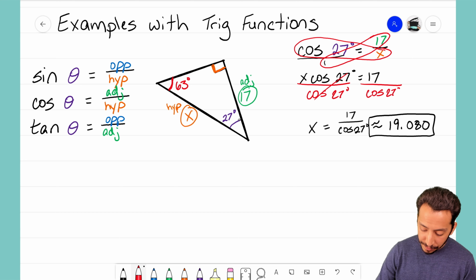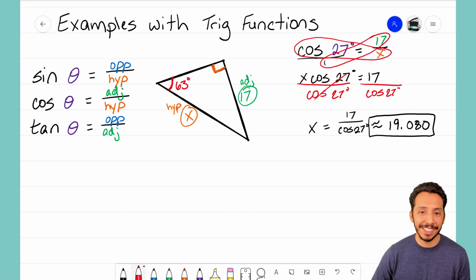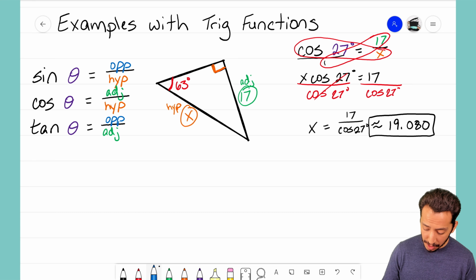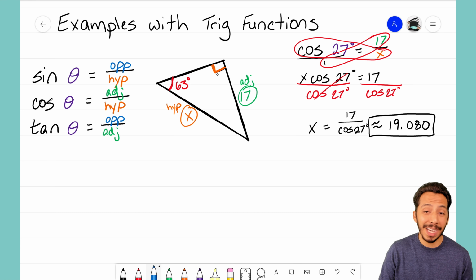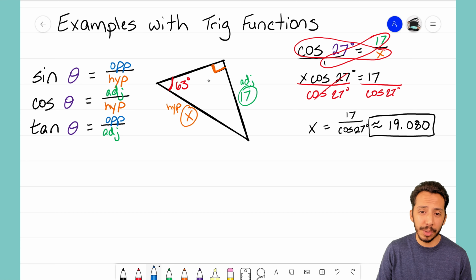What if I instead now did not focus on the 27 degrees and I use 63 degrees as my reference angle? I think my triangle is going to change a bit. And by change, I mean the label is going to be a little different. The hypotenuse stays the same. The hypotenuse never changes in the triangle.